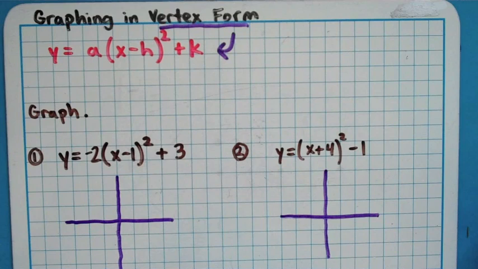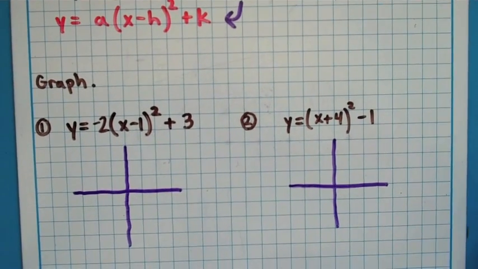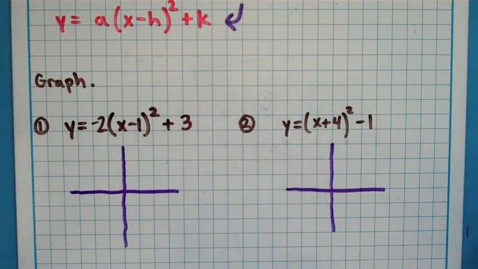As of right now, we don't know how to put things in vertex form. If I give you something in vertex form, you should be happy because it's not bad to graph at all. But if I give you something in standard form, we don't know what to do with that yet. We're kind of starting out like this.